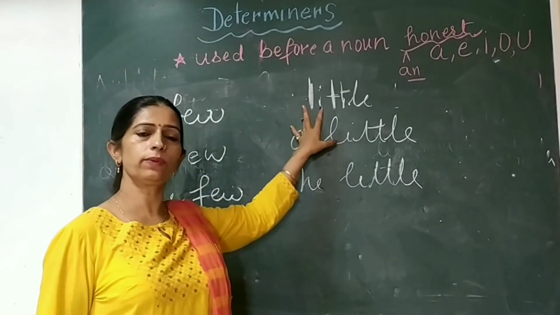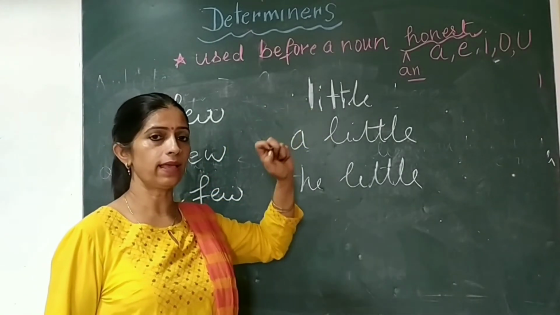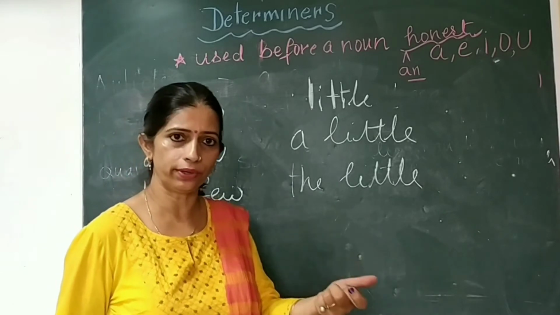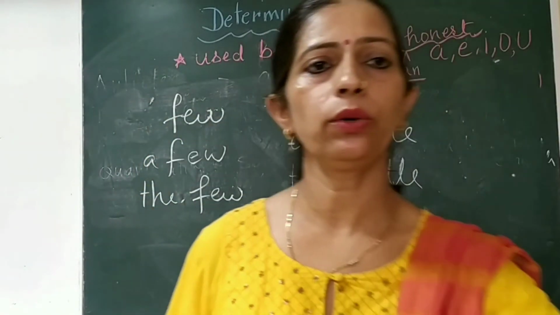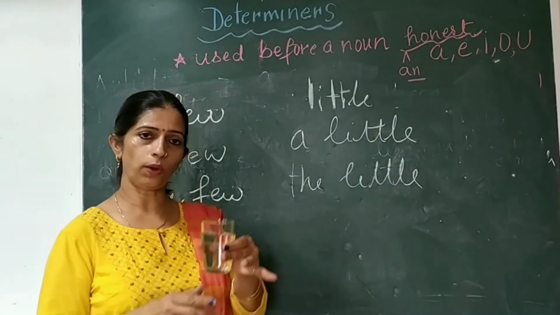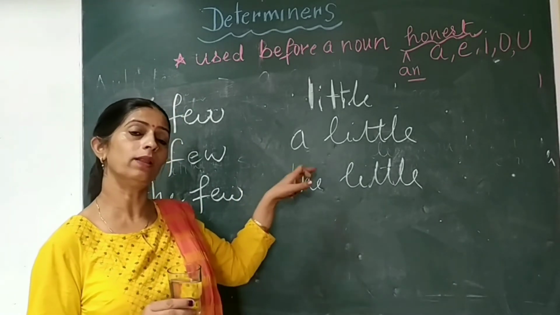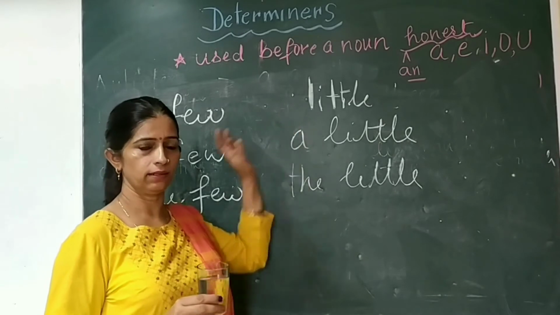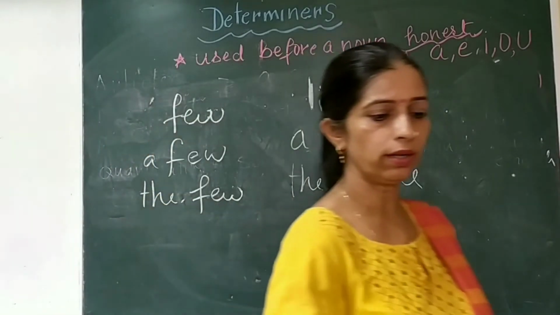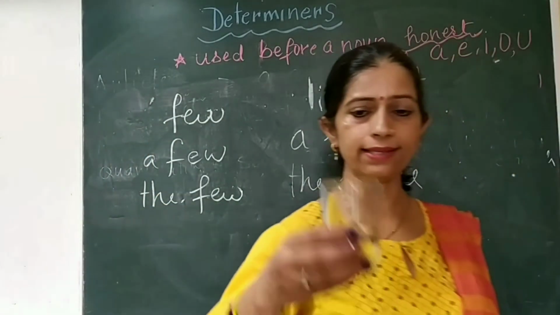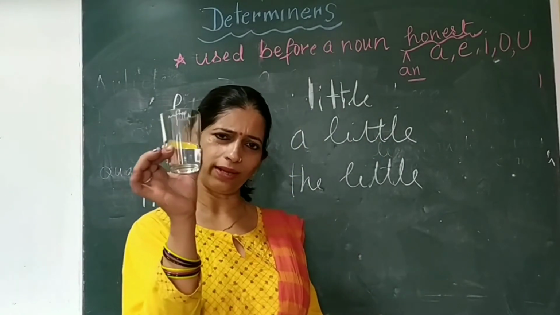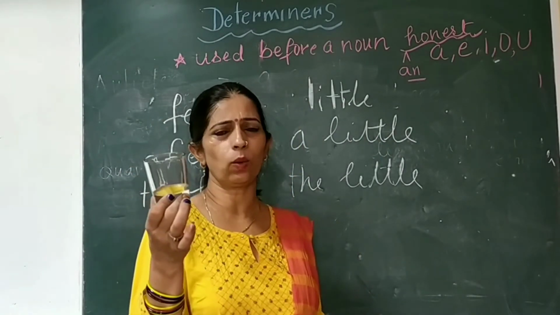Now little is used with uncountable nouns, for example sugar, oil, water. With water we will be using a little or the little. Now what is the difference between a little, the little, and little? See, little, as I told, is very less. This is little water, very little, just little water is left.